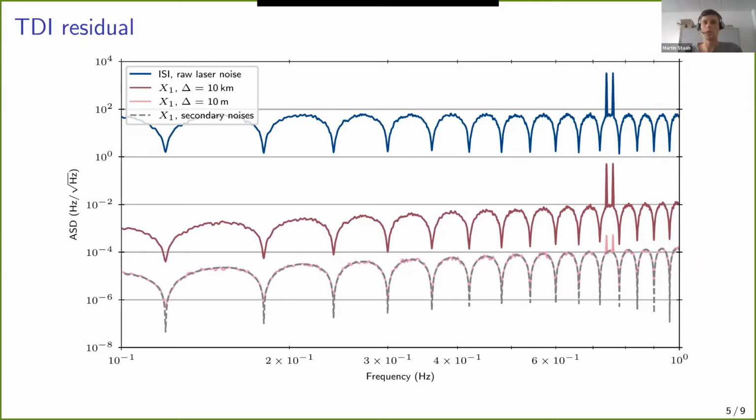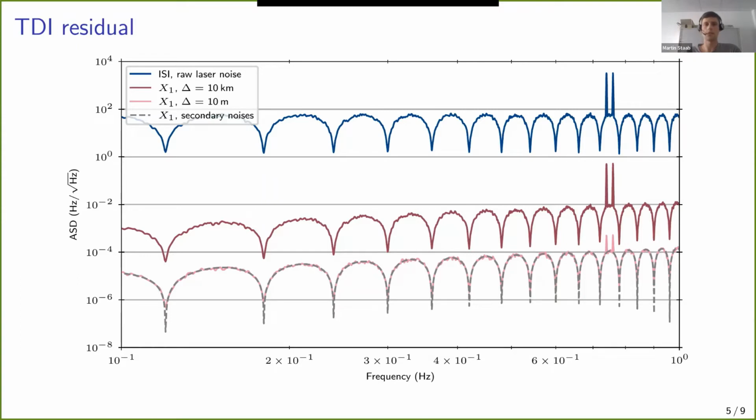So in blue, you have the raw measurement, one ISI, one inter-spacecraft interferometer. I think it's the one on MOSA 1.2. So you can see the wide laser frequency noise at 30 hertz per root hertz modulated with the round trip transfer function, since we're in a locked configuration. And on top of that, those 2 tones at roughly 0.7 hertz.